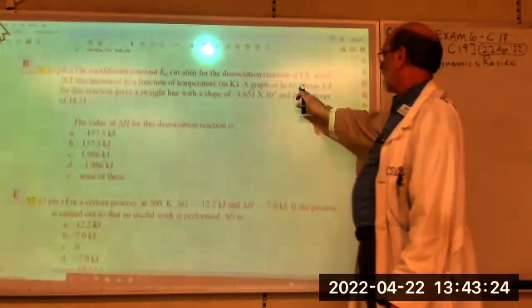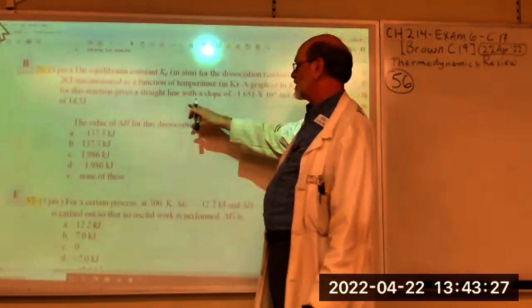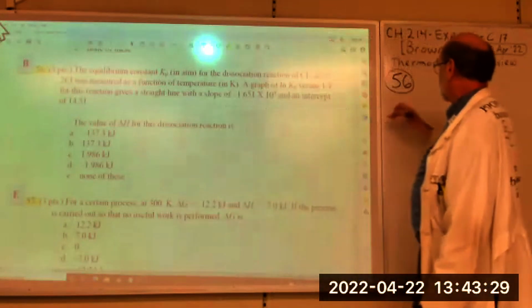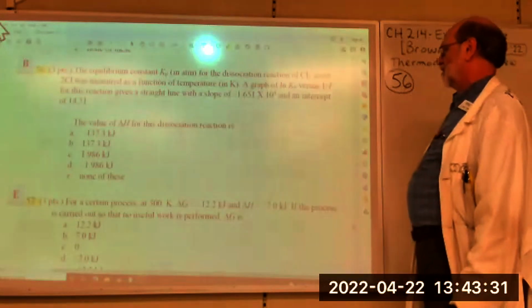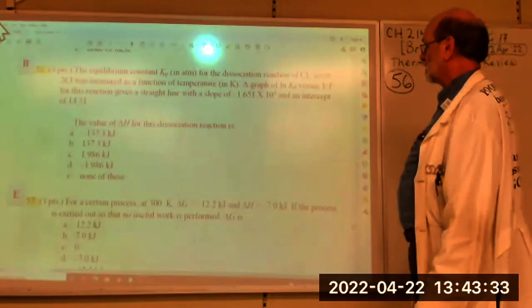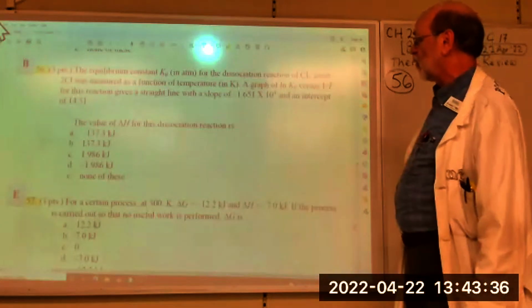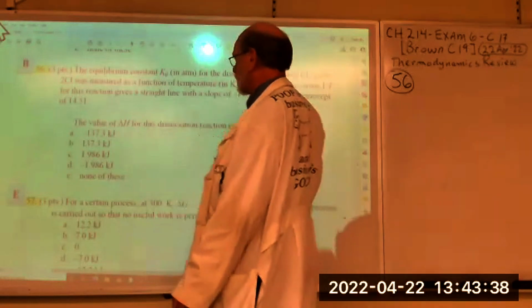The equilibrium constant Kp in atmospheres. So now we're looking at an equilibrium constant that was derived from partial pressure. For the dissociation reaction, chlorine gas to 2 chlorine atoms, it was measured as a function of temperature. A graph of log Kp versus 1 over T for this reaction gives a straight line with a slope of minus 1.651 times 10 to the 4th and an intercept of 14.51. Value of delta H for this dissociation.